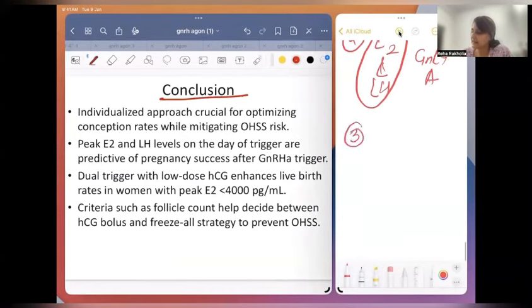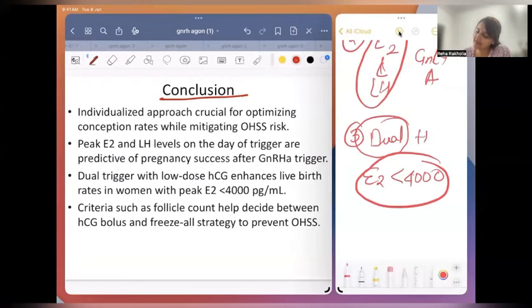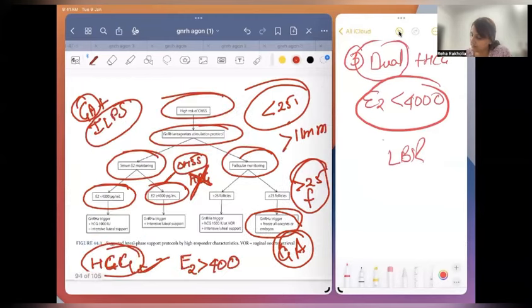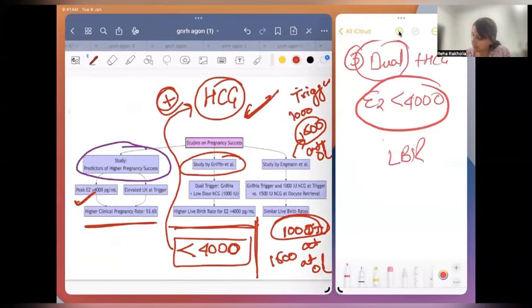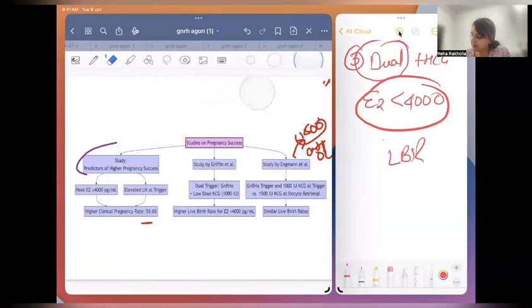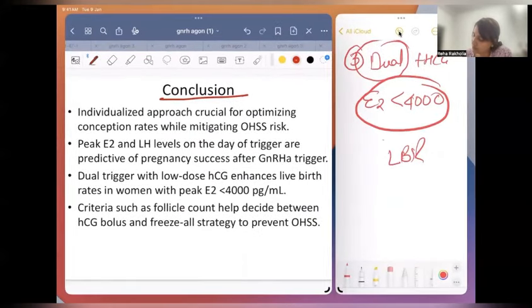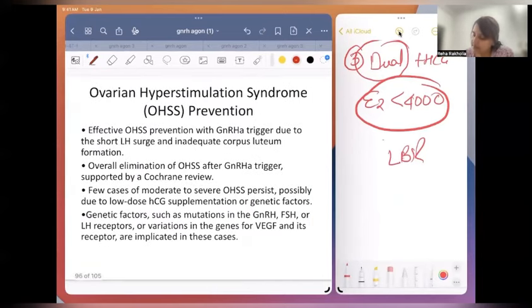Third point is dual trigger. Dual trigger when E2 level is less than 4000 enhances it. Dual trigger means we will add HCG. It will enhance live birth rate. There was one study, Griffin et al., which said that we have to give dual trigger if estradiol level is less than 4000 picogram per ml. Then criteria such as follicular count help decide between HCG bolus and freeze-all strategies to prevent OHSS.